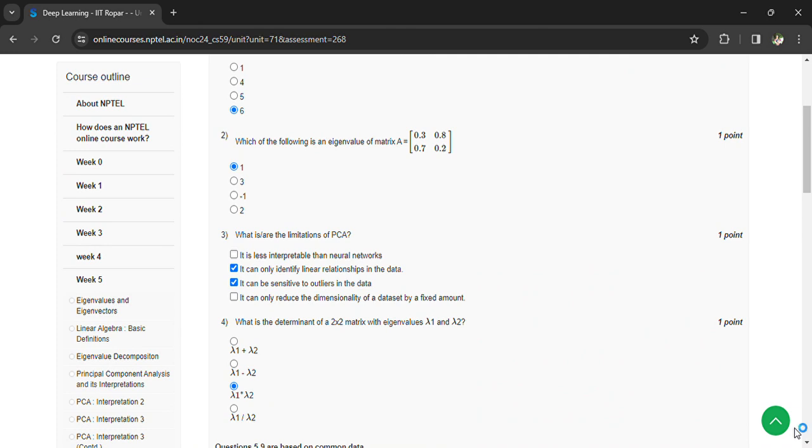What is the determinant of a 2 by 2 matrix with the eigenvalues lambda 1 and lambda 2? That is lambda 1 into lambda 2.